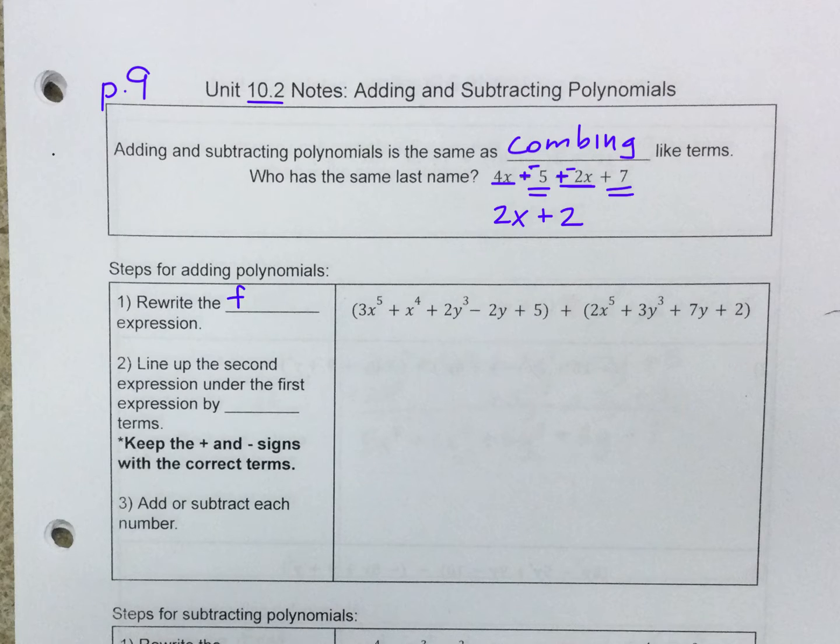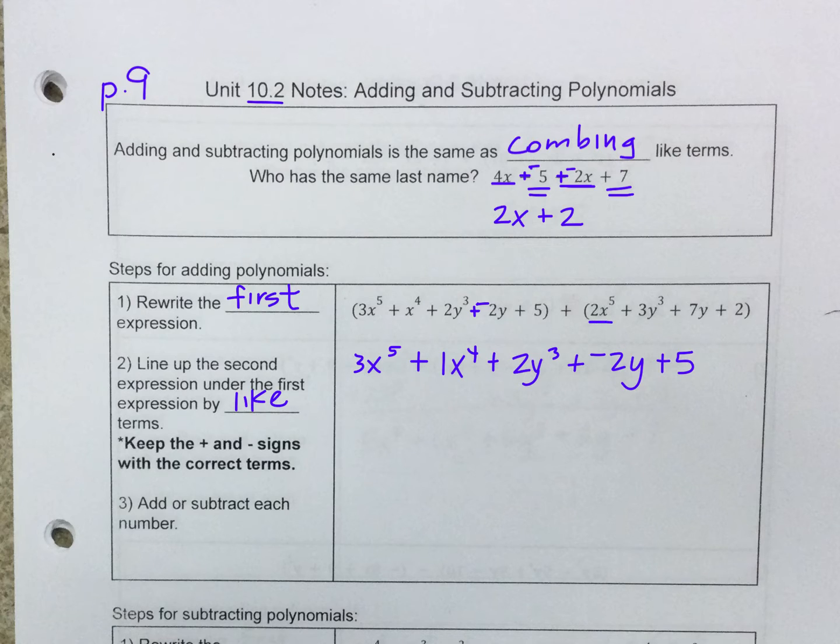First, we're going to just rewrite the first expression. So 3x to the 5th plus 1x to the 4th plus 2y to the 3rd. I'm going to change that to a plus negative 2y plus 5. So I rewrote the first one. Line up the second expression under the first expression by the like terms.